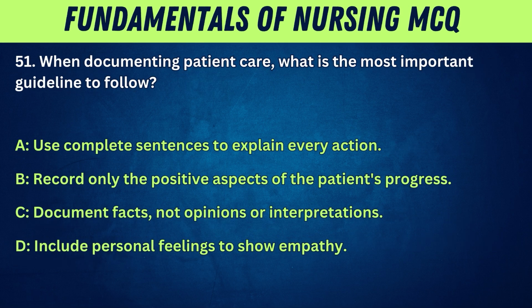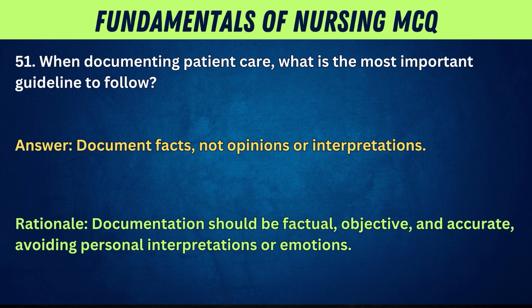51. When documenting patient care, what is the most important guideline to follow? A. Use complete sentences to explain every action. B. Record only the positive aspects of the patient's progress. C. Document facts, not opinions or interpretations. D. Include personal feelings to show empathy. Answer. Document facts, not opinions or interpretations. Rationale. Documentation should be factual, objective, and accurate, avoiding personal interpretations or emotions.